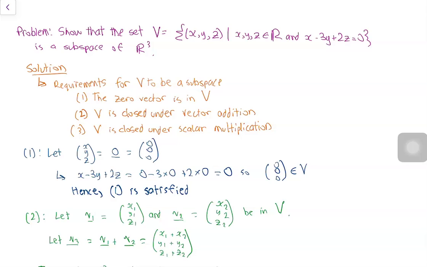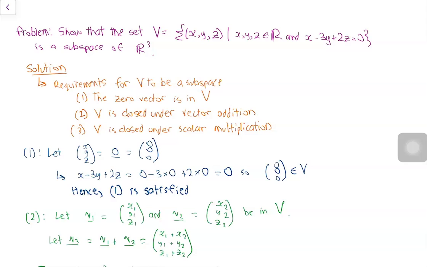Today we'll have a look at the following linear algebra problem. We have to show that the set V of triples x, y, z of real numbers that satisfy x minus 3y plus 2z equals 0 is a subspace of R3.